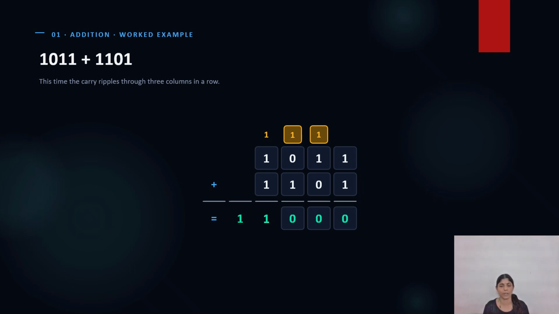In the last column, carry 1, addend is having 1 as well as augment is also having 1. So 1 plus 1, 1 0. 1 0 plus 1, 1 1. So sum is 0 and carry is 1. So what is the resultant you got? 1 1 0 0 0.